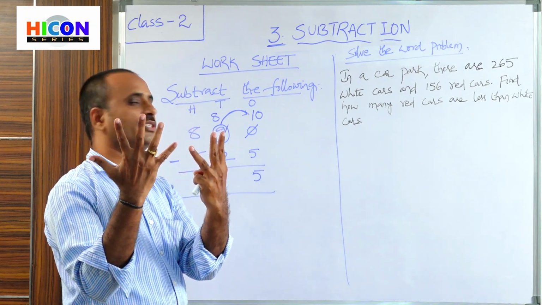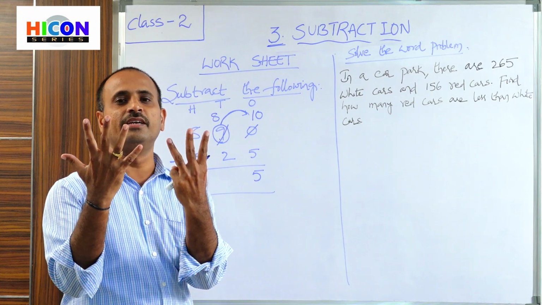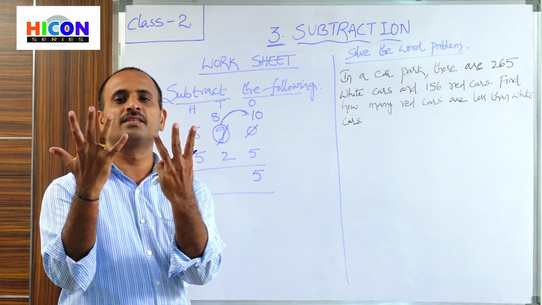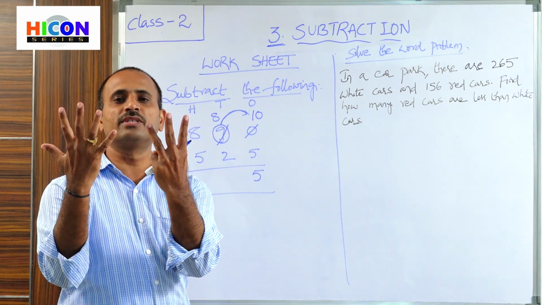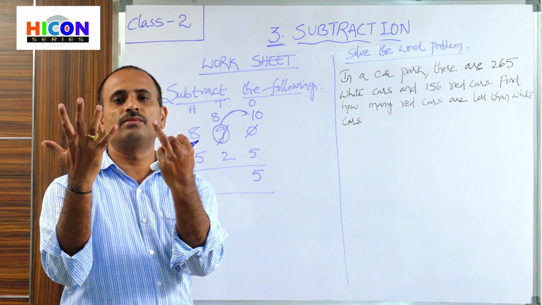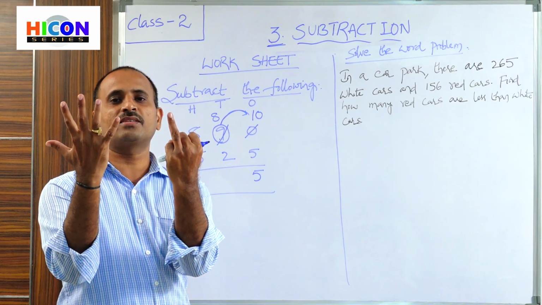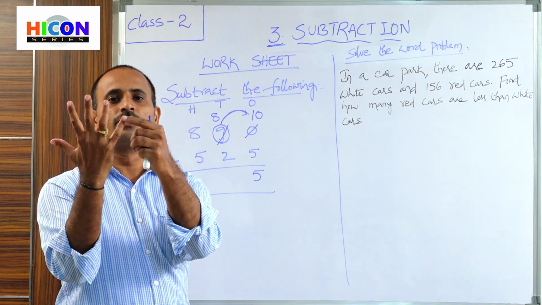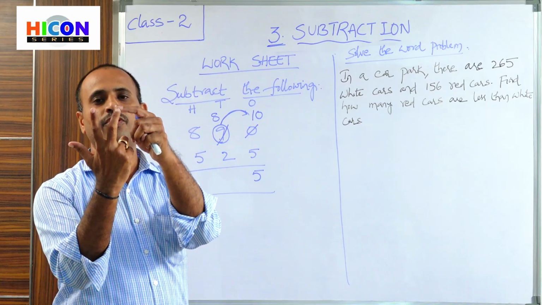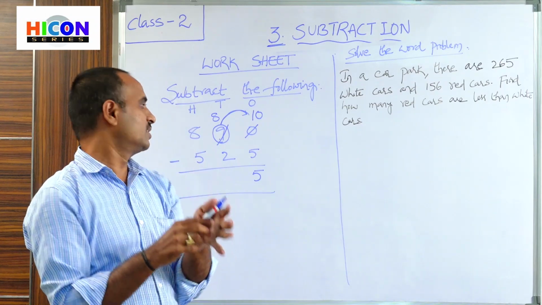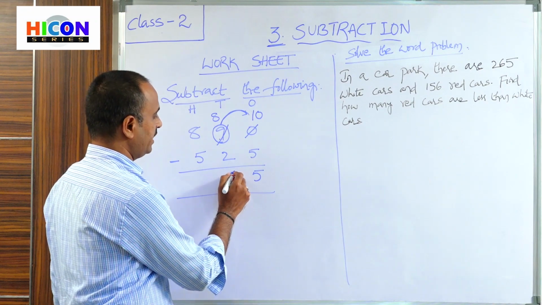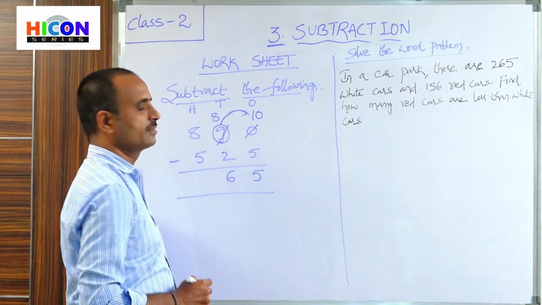What is the second digit in the tens place? 2 is the second digit. So close 2 fingers in these 8 fingers. So I am closing 2 fingers. 1, 2. So children, count how many fingers are left here. 1, 2, 3, 4, 5, 6. So 6 fingers are left here. So write 6 under the tens place.